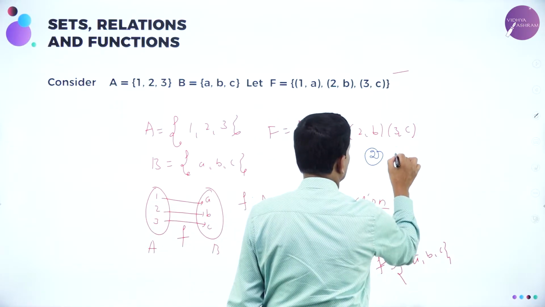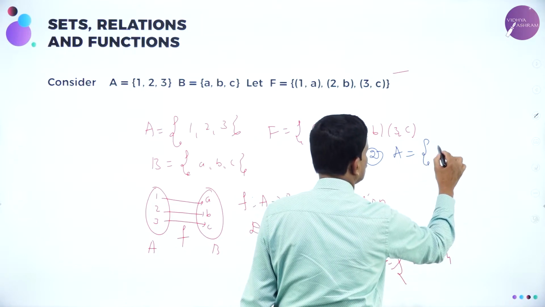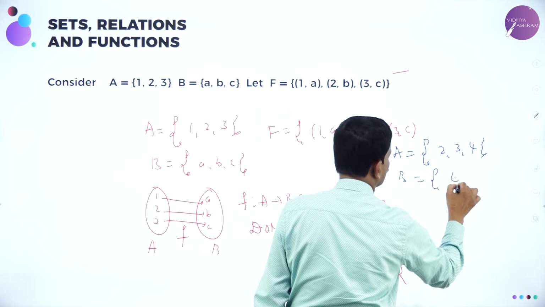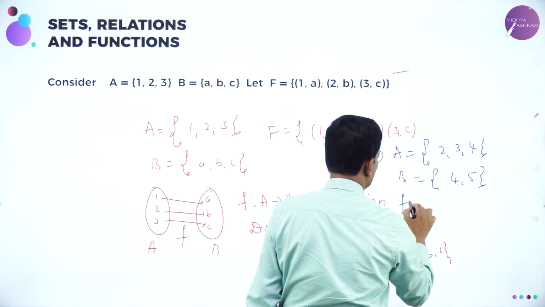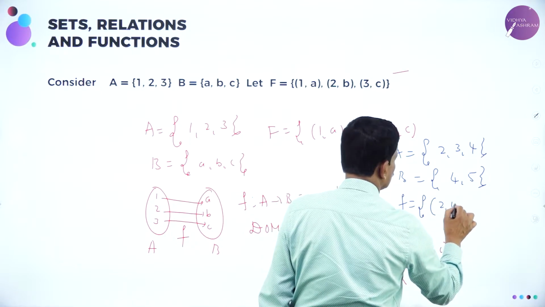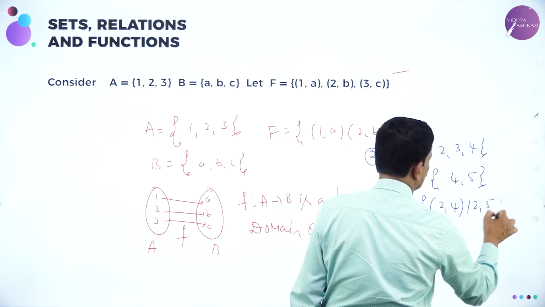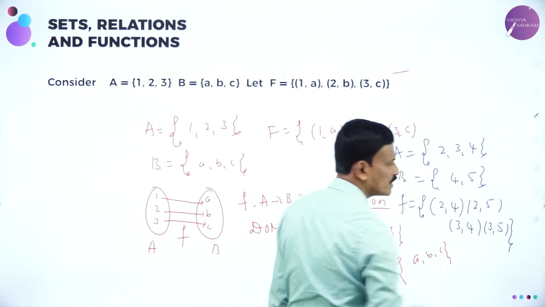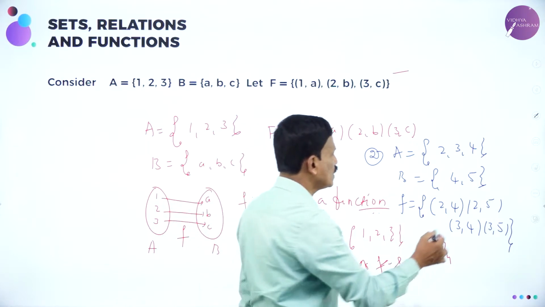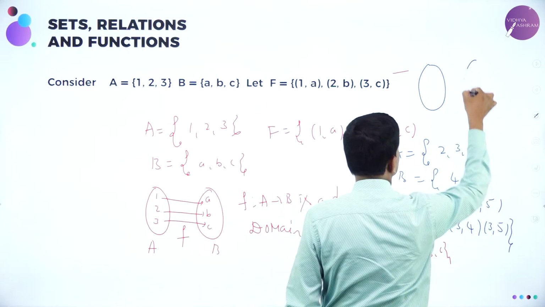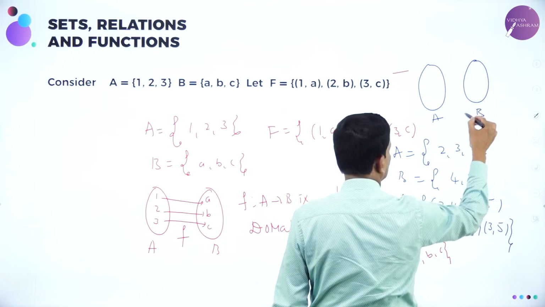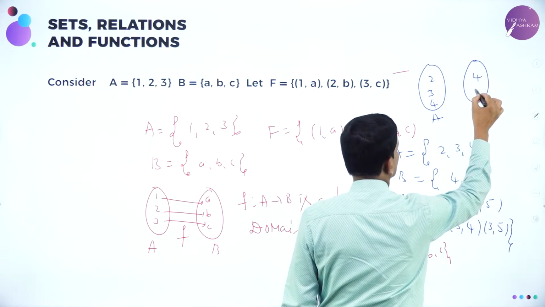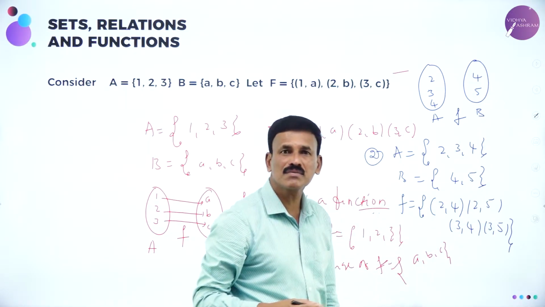Example number 2. Let A contain 2, 3 and 4, and B contain 4 comma 5. Let us write the map. F is equal to the mapping 2 comma 4, 2 comma 5, 3 comma 4, 3 comma 5. Check whether this is a function or not. Now let us write the elements of the sets A and B. A contains 2, 3 and 4. B contains 4 and 5. Now check whether f from A to B is a function or not.